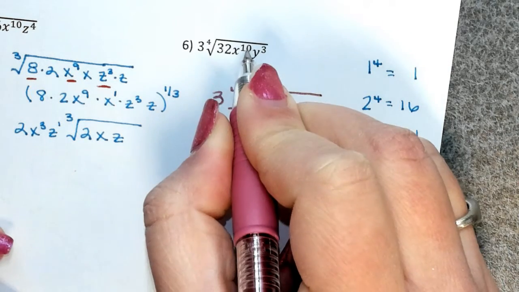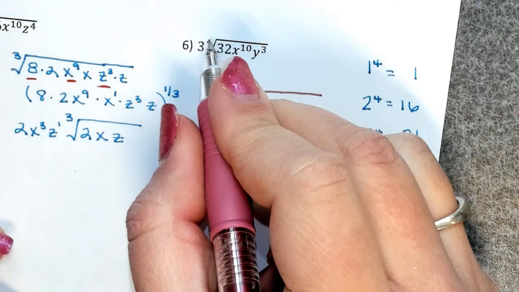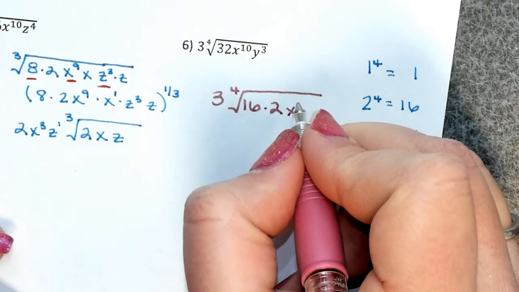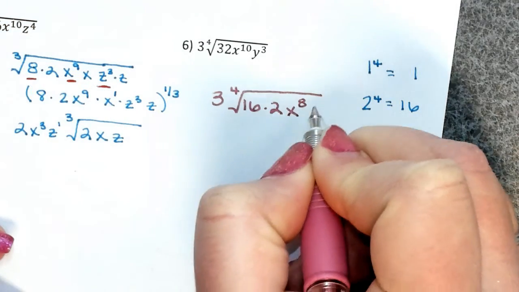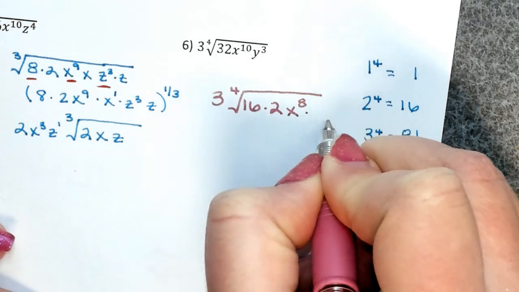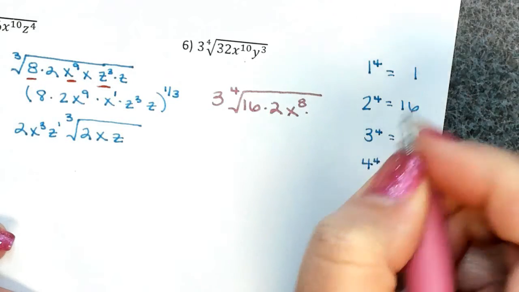X to the, am I going to be able to divide 10 by 4? No, so what number will I have to use here? X to the 8th, because 8's divisible by 4. But x to the 8th times what will give me x to the 10th? X squared.